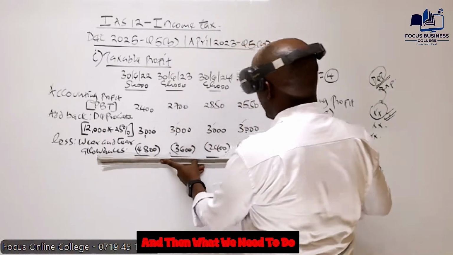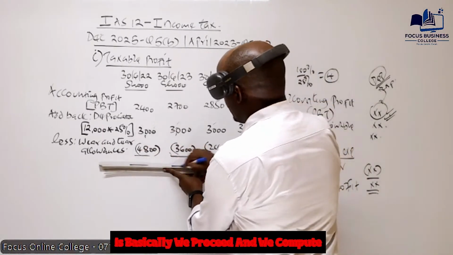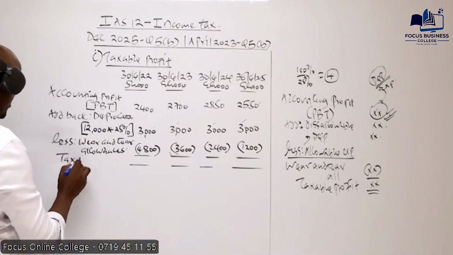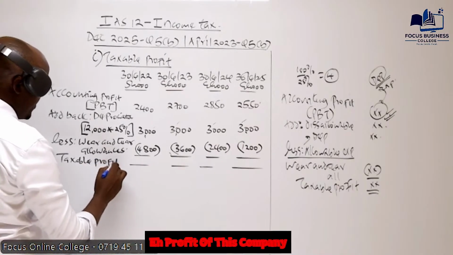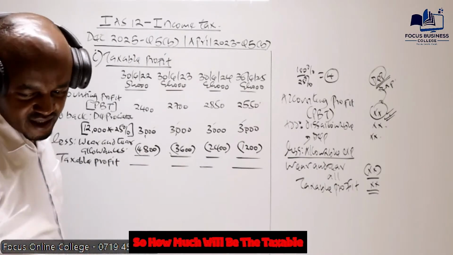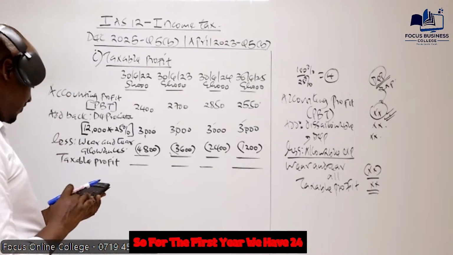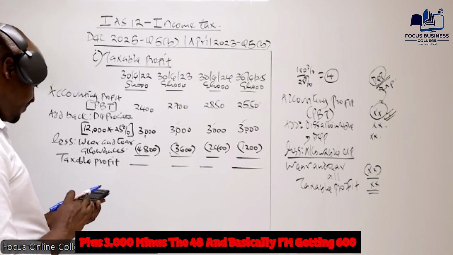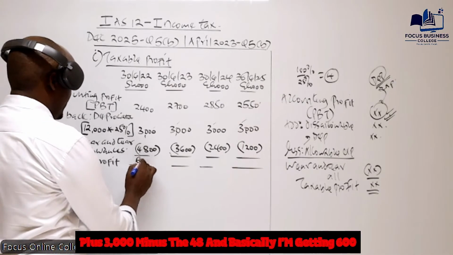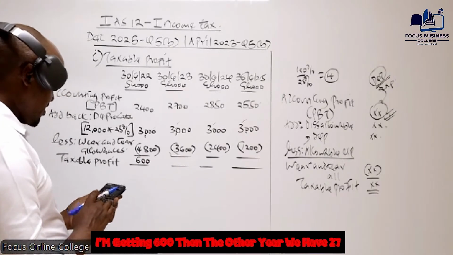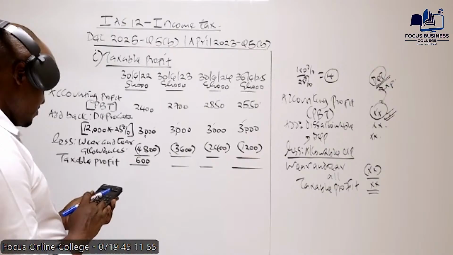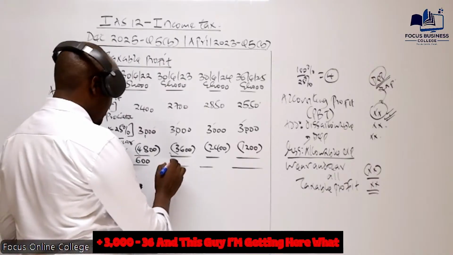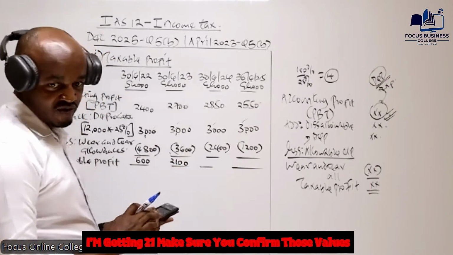And then what we need to do is proceed and compute the taxable profit of this company. So how much will be the taxable profit for the first year? For the first year, we have 2,400 plus 3,000 minus the 48. And basically, I'm getting 600. Then the other year, we have 27 plus 3,000 minus 36. And basically, I'm getting here 21.